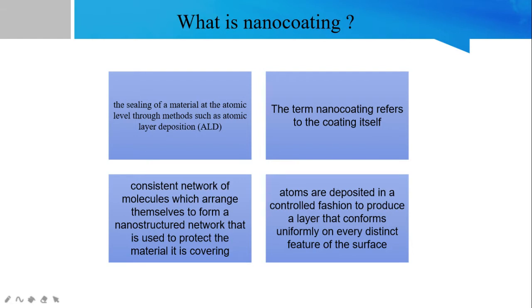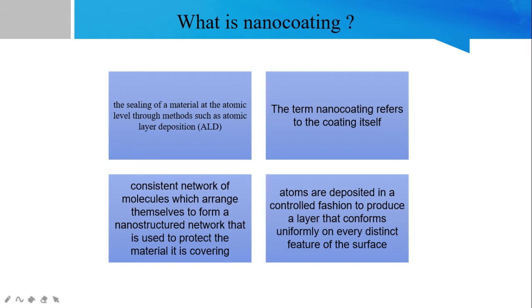The term nanocoating refers to the coating itself, for example, a nanocoating on the surface of a substrate, or it can refer to the process itself. A nanocoating is a consistent network of molecules which arrange themselves to form a nanostructure network that is used to protect the material it is covering.